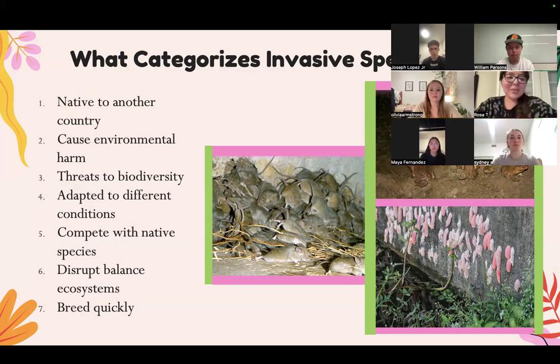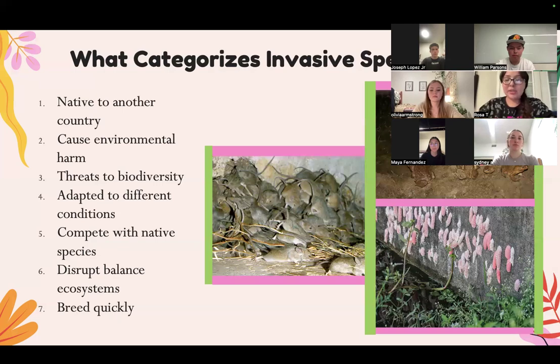Okay, so to continue, what categorizes invasive species? Invasive species are mostly from another country. They cause environmental harm by competing for food resources and habitat, and by leading to the extinction of native species. They are mostly adapted to different conditions. They disrupt the balance of the ecosystem as they compete with native species, and they breed quickly.